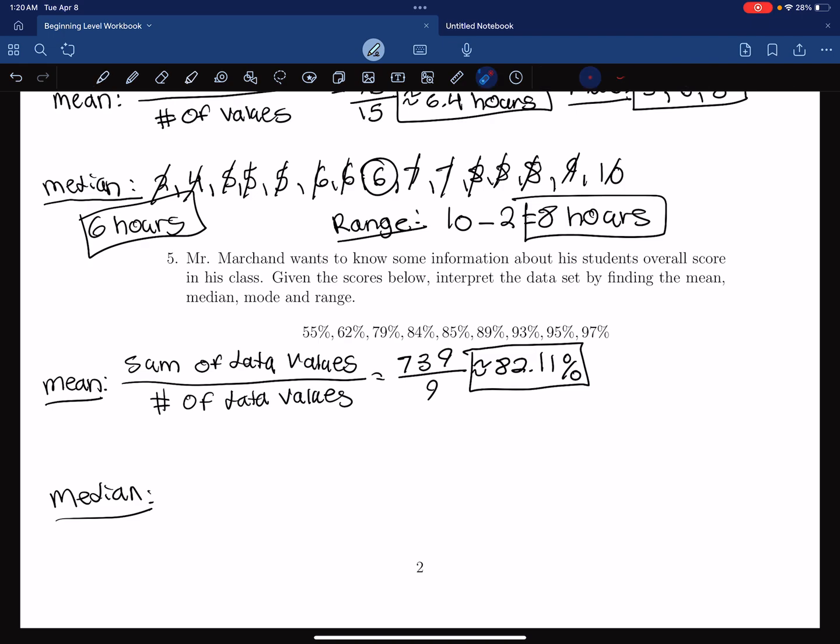one thing you will notice here is that all the data values are already in order, so we don't have to do any rearranging. In this case, I'm just going to cross out the values that we are given. We're going to start off by going left to right and crossing out 2 at a time. So we're going to go 1, 2, 3, 4. And we're left with 85 in the middle. So the median is 85%.